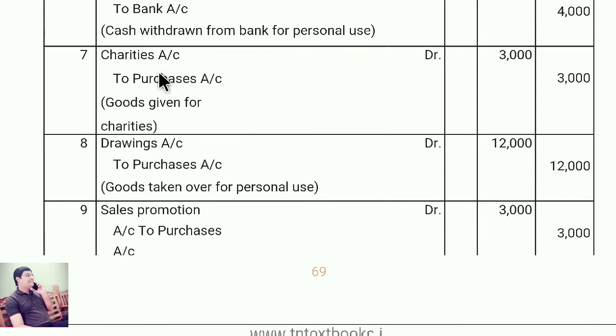When you do the charity, the entry is charity account debit to purchase account. These two entries are very important where students make mistakes. So understand it carefully and do it carefully. Charity account debit to purchase account. Drawings account debit to purchase account, because he purchased for his own purpose.